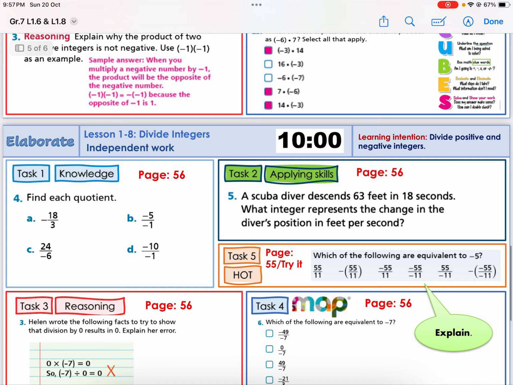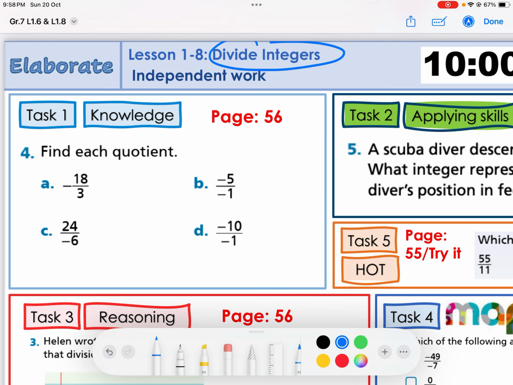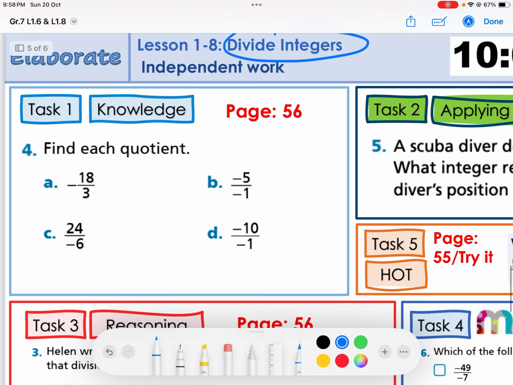Okay, so now moving on to 1.8, divide integers, where we apply the same rules as multiplying integers. So let's do it, ladies. 18, again I repeat, this fraction bar means division. It's the division sign. Fraction bar is the same as division. So 18 divided by 3 is equal to 6, and the sign will be negative.